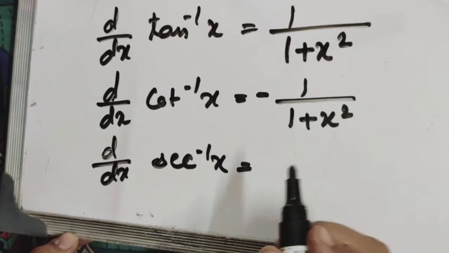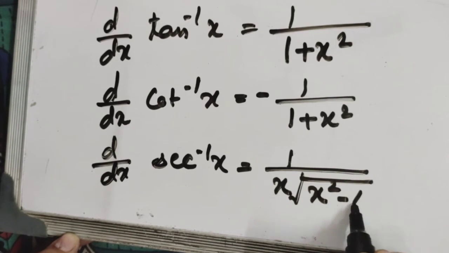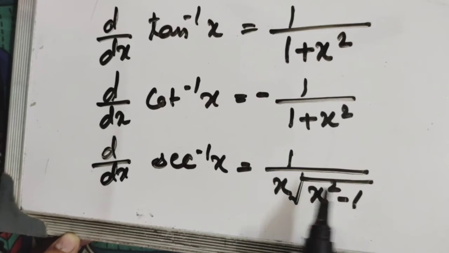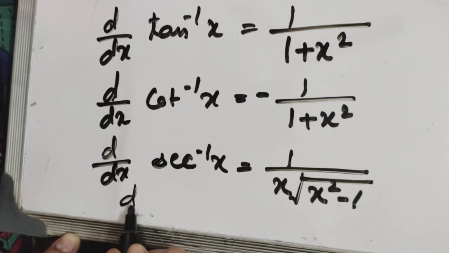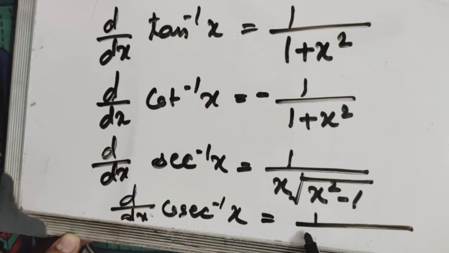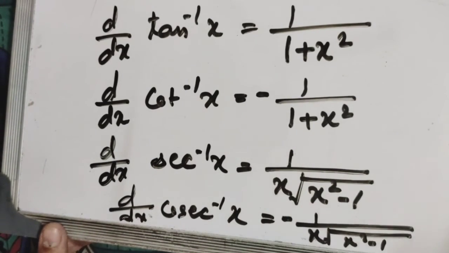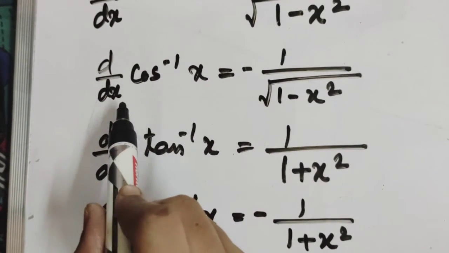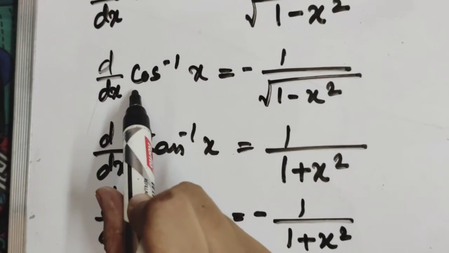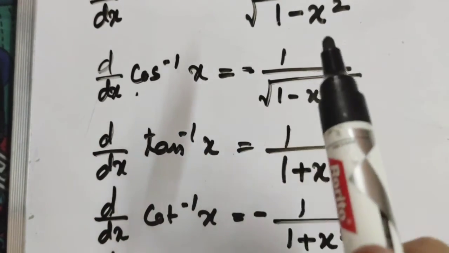Now what is the formula of sec inverse x? It is 1 by x into root under x square minus 1. And what is the formula of cosec inverse x? The term 1 by x into root under x square minus 1 remains unchanged, but there is a negative sign. And here also the trick applies: when the trigonometric inverse term starts with c, the derivative of that term must have a negative sign.